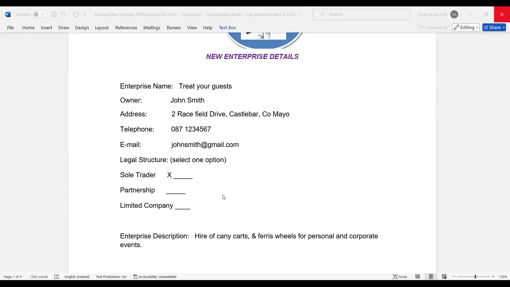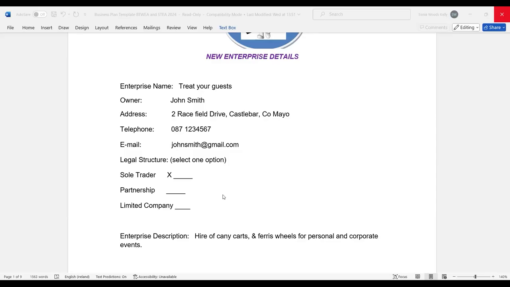The third legal structure then is the limited company. If you decide to set up a limited company, yourself as an individual and your business are seen as two separate legal entities. What this means is that if your business gets into debt, the creditors can only claim on the company assets and they can't go after you personally as an individual.